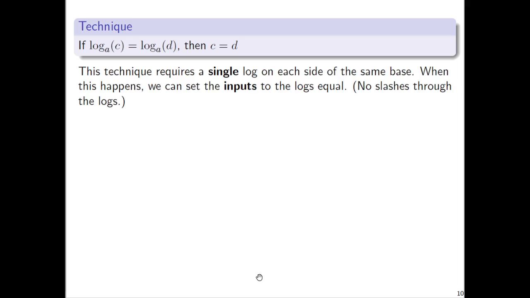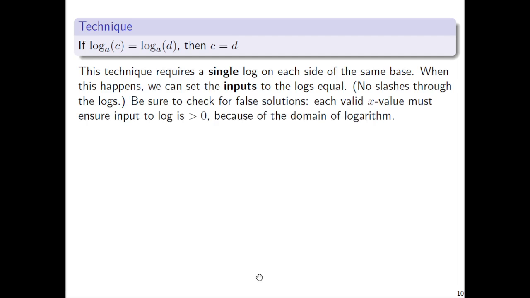Recall the technique we learned that if log base A of C equals log base A of D, then C is equal to D. So this technique requires that you have a single log on each side of the same base. When this happens, we get to set the inputs to the logs equal to each other. Now, you should draw no slashes through the logs because people start thinking there's multiplication going on where there's no multiplication at all. Also, be sure to check for false solutions.